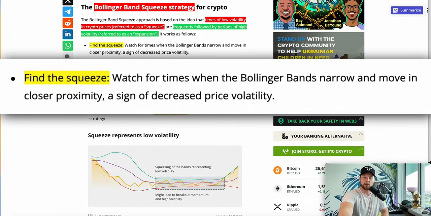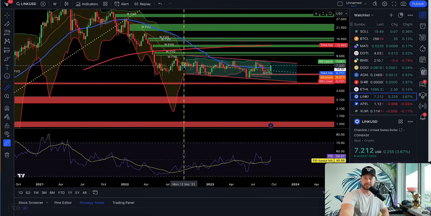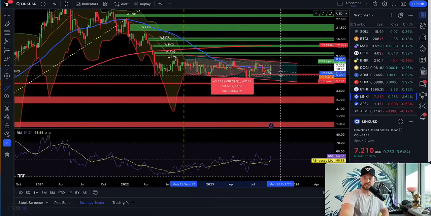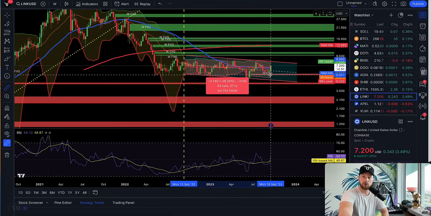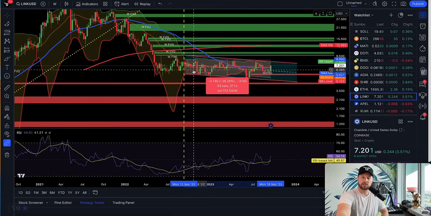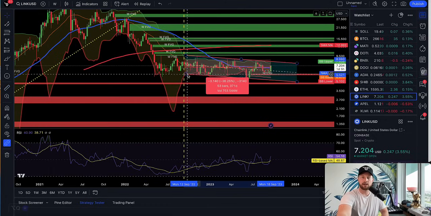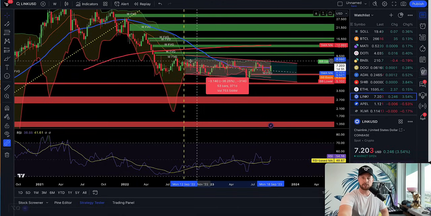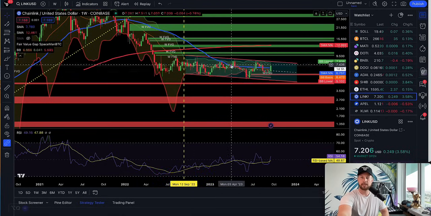decreased price volatility. So when we look at Chainlink right here, since the 12th of September, we can see a squeeze taking place in the bands for 371 days. And so for over a year, Chainlink has been consolidating sideways right around the $5 to $9 price range. And so the breadth, which is the width between the upper band and the lower band, has been squeezed together.